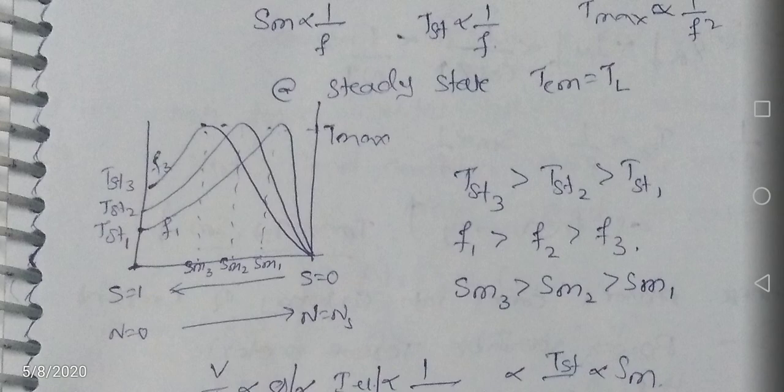TST1 is at F1. TST1 is the lowest value. TST1 is the starting torque 1. It is the lowest value. This value is at F1. F1 is the highest frequency.